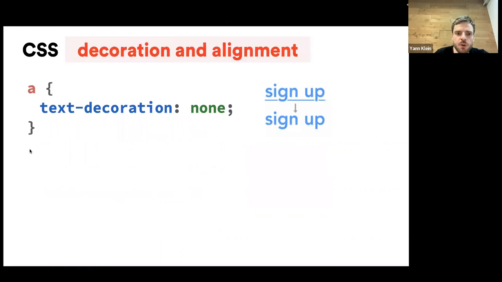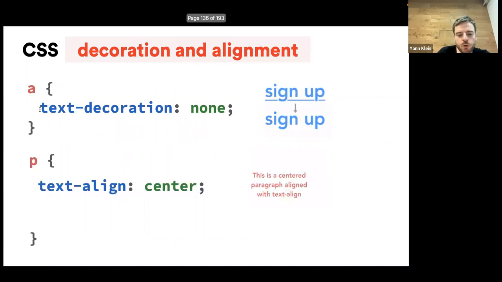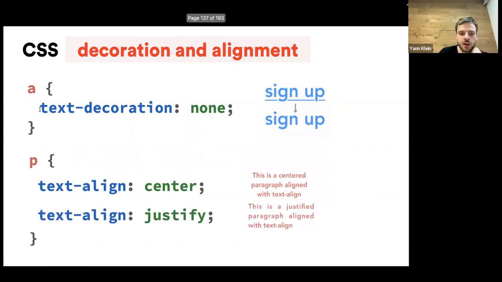For the text, we also have a way to remove, remember this underlining that we have on our A tag. It's called text-decoration: none. We're also able to put the text in the center with text-align: center, or justify it, or put it to the left or to the right with text-align justify, center, left, and right.